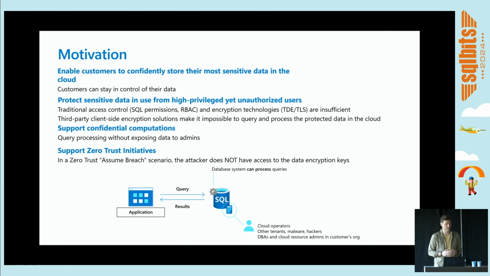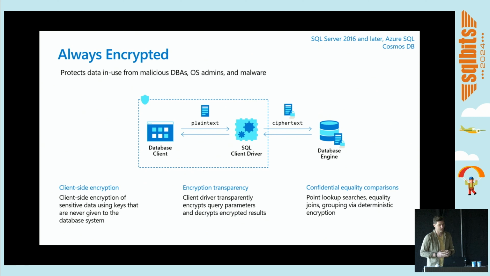So that's why we came up with a technology called Always Encrypted. It's really a column-level encryption technology. We started our journey in SQL Server 2016. That was the first version that we released back then, and it's called Always Encrypted. It is still available in SQL 2022, and we have it also available in Azure SQL Database and also in Cosmos DB. So how does Always Encrypted work?